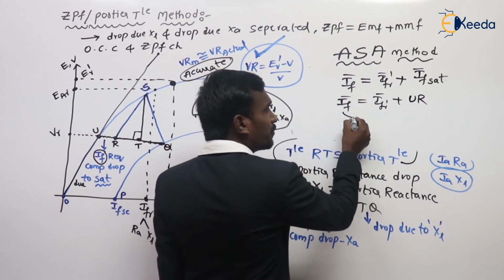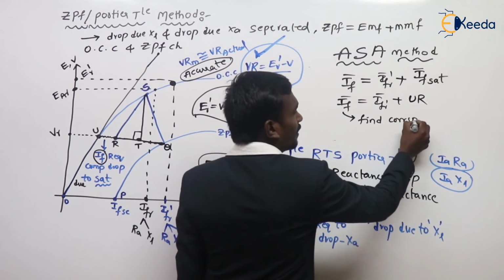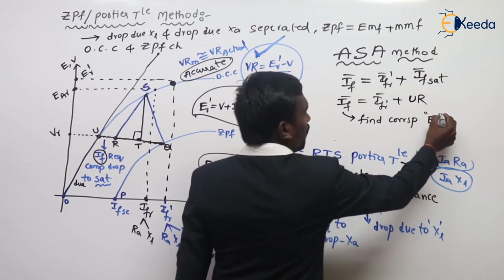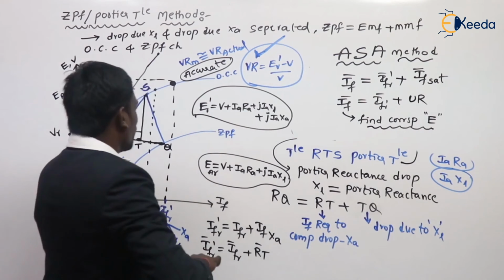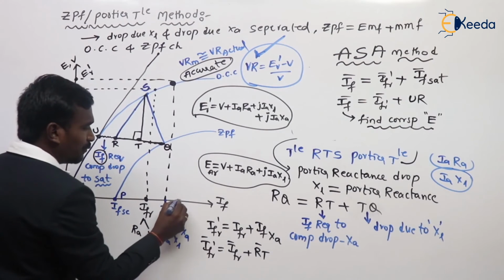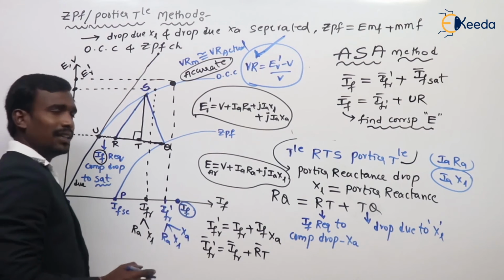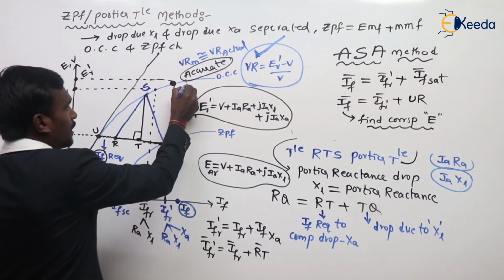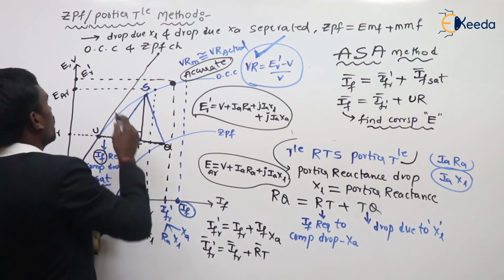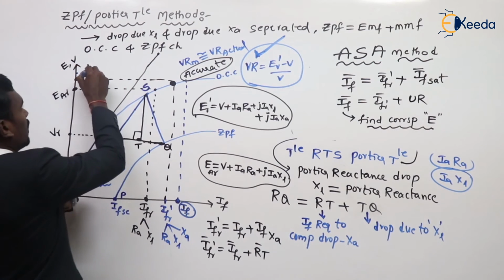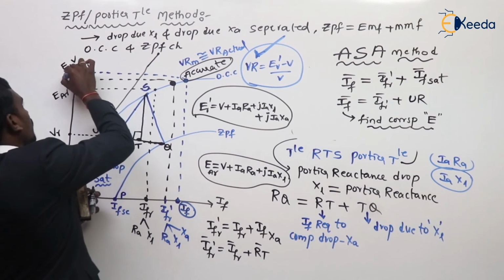So this is IF. Then find the corresponding EMF. For example, if the IF is this one, with saturation added, this is our final IF. For this IF, find the EMF from the graph. So this is our E.